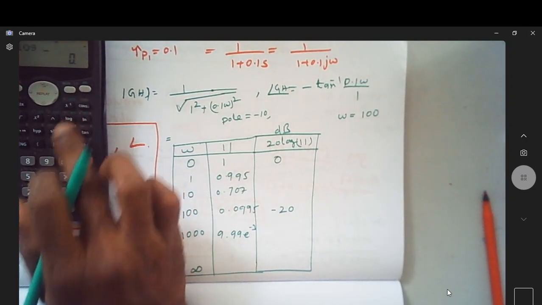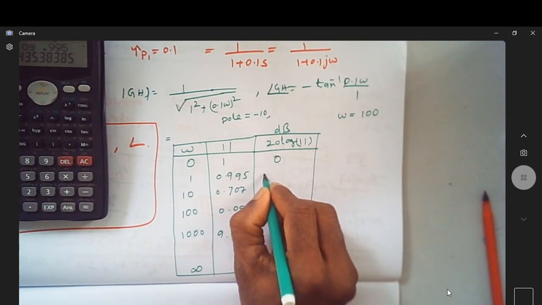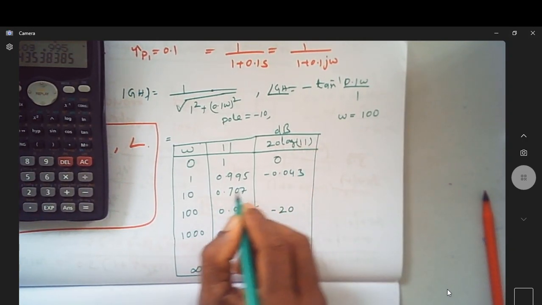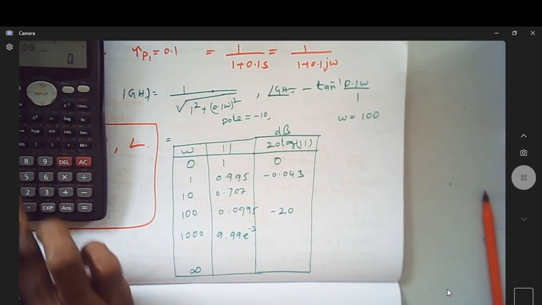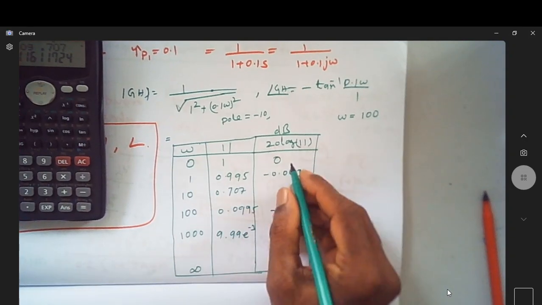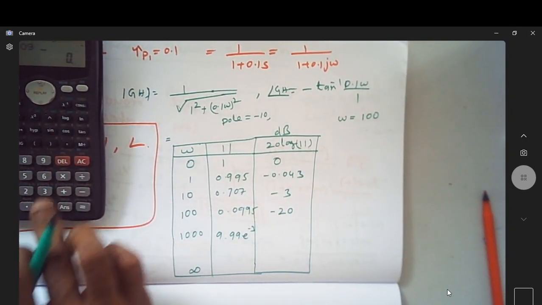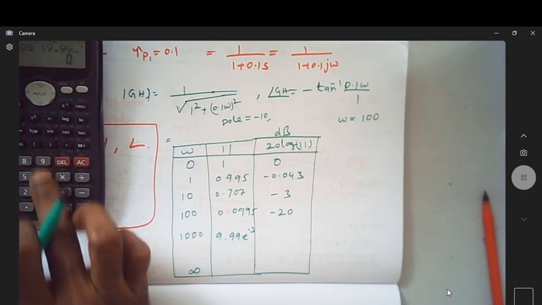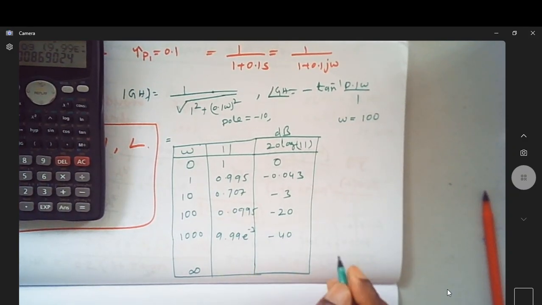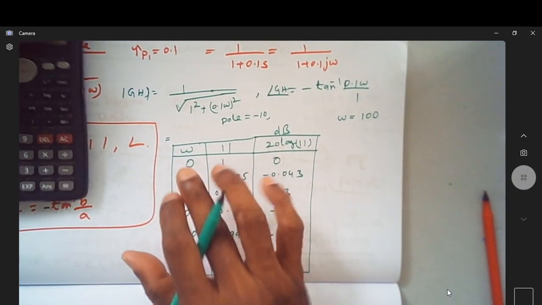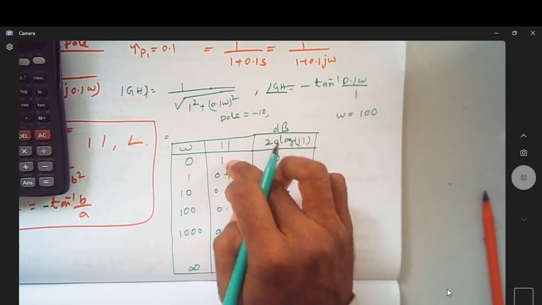So what is 20 log of 0.995? Is it not minus 0.043? What is 20 log of 0.707? Can you see, is it not minus 3? So what is 20 log of 9.99 e minus 3? Can you see it is minus 40 dB? These are all the magnitude of this equation for different values of omega.